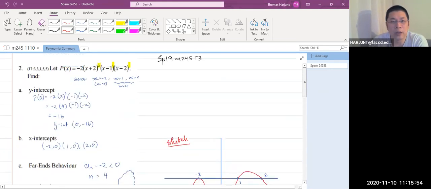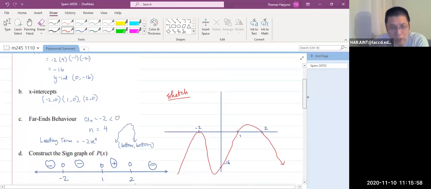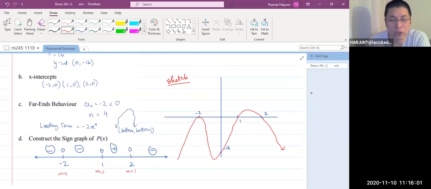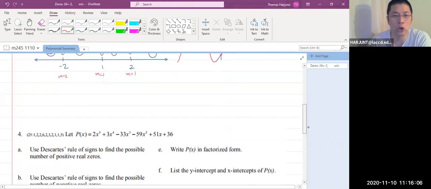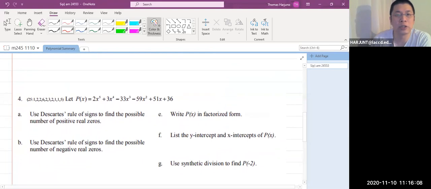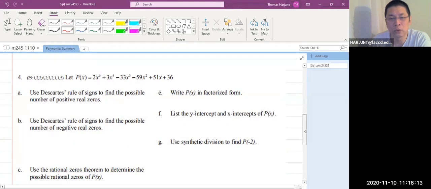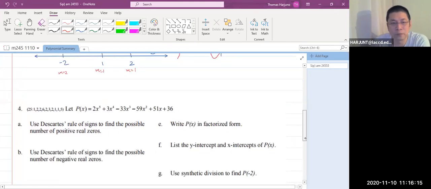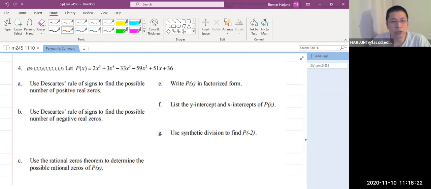Okay. Now again, the nice thing about this is this polynomial is already in factored form. The challenge, that's why we spend so much time on those theorems, is suppose we have a polynomial not in factored form, like this question number 4. Then what should we do to find all the zeros? Part A, use Descartes' rule of signs to find the possible number of positive real zeros.